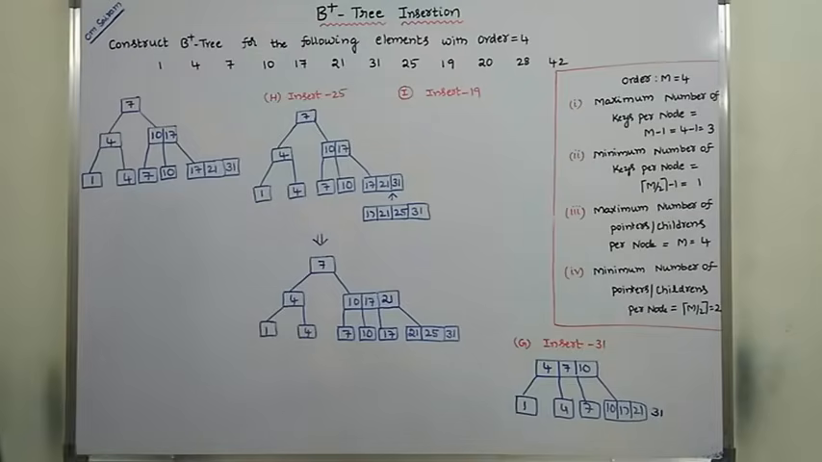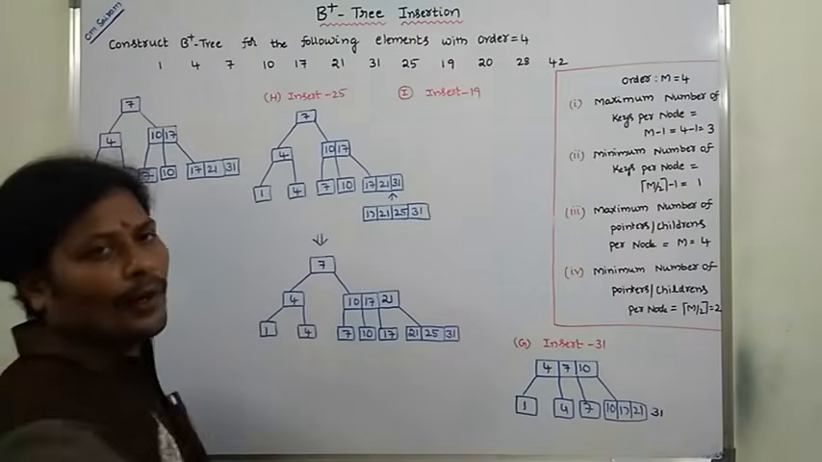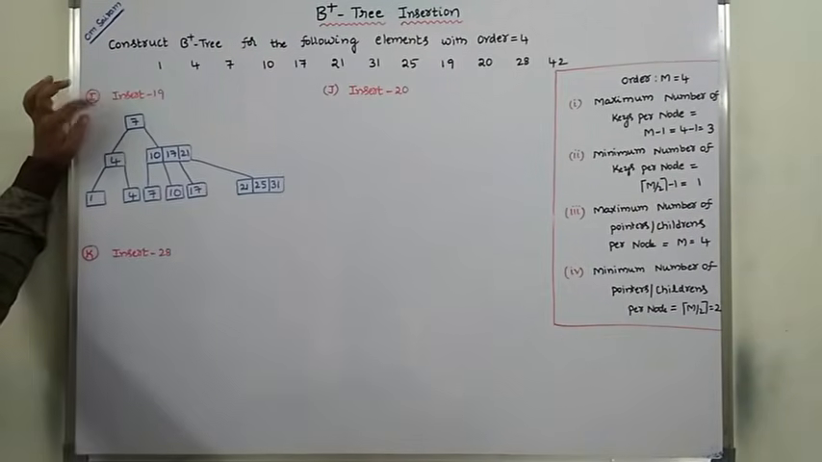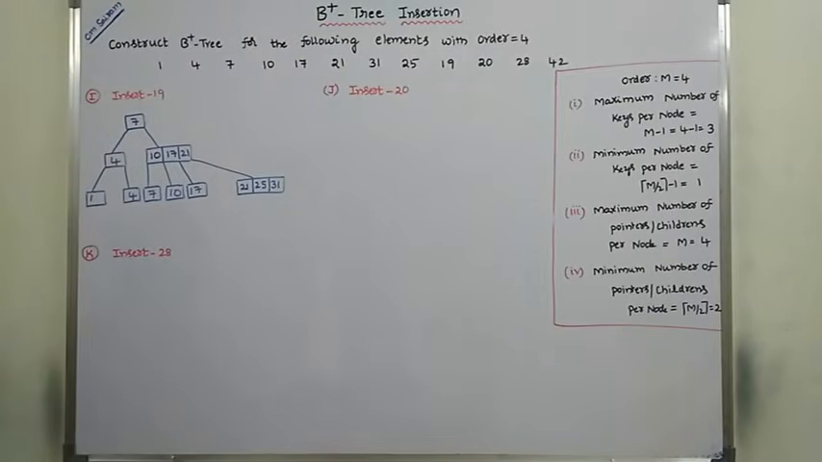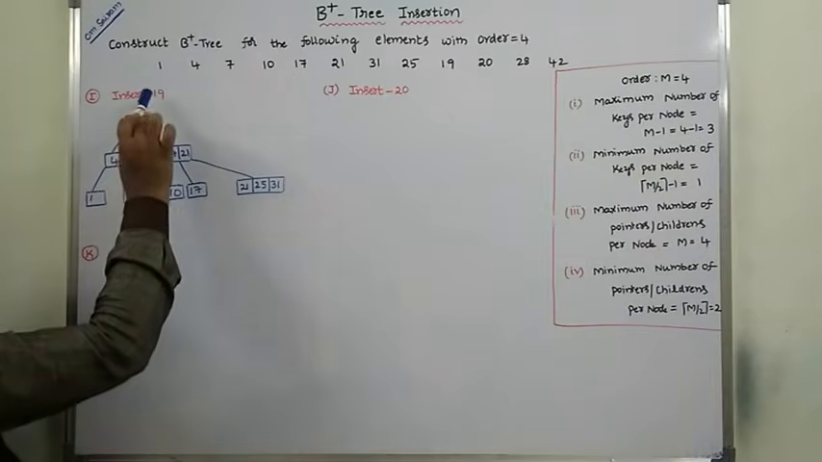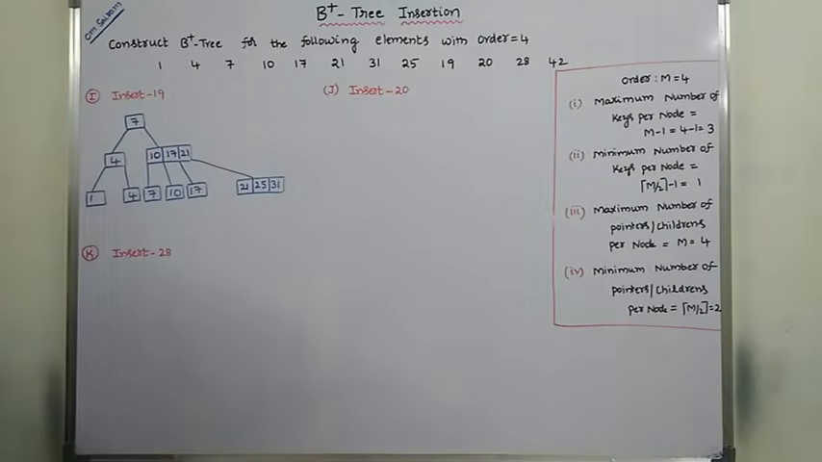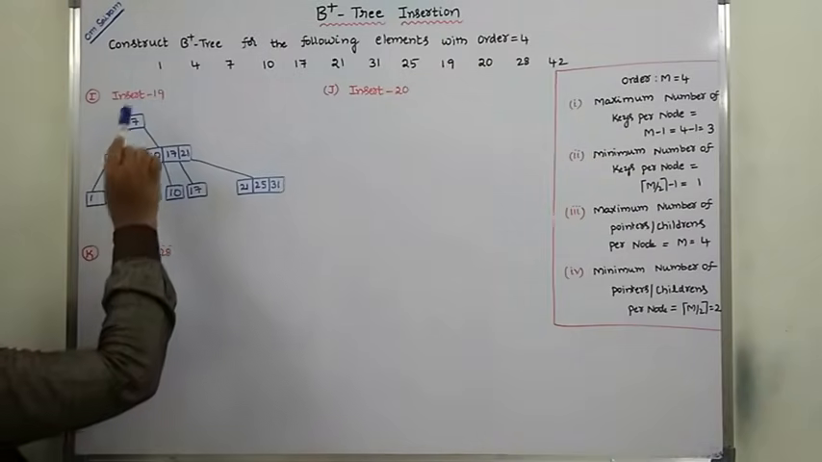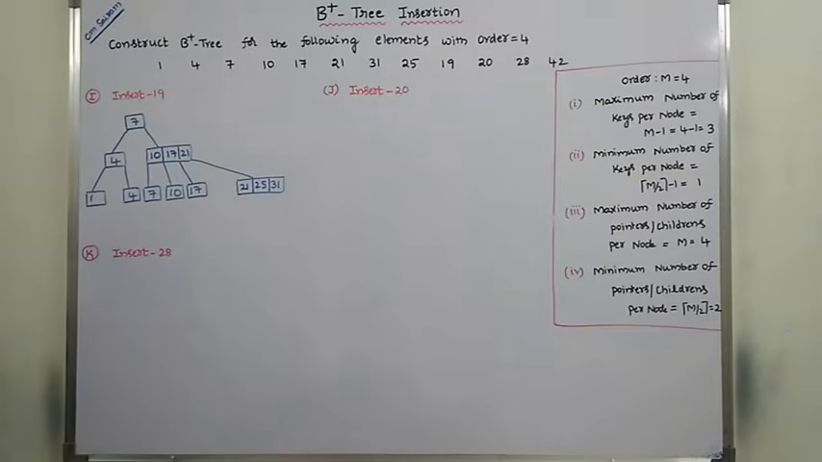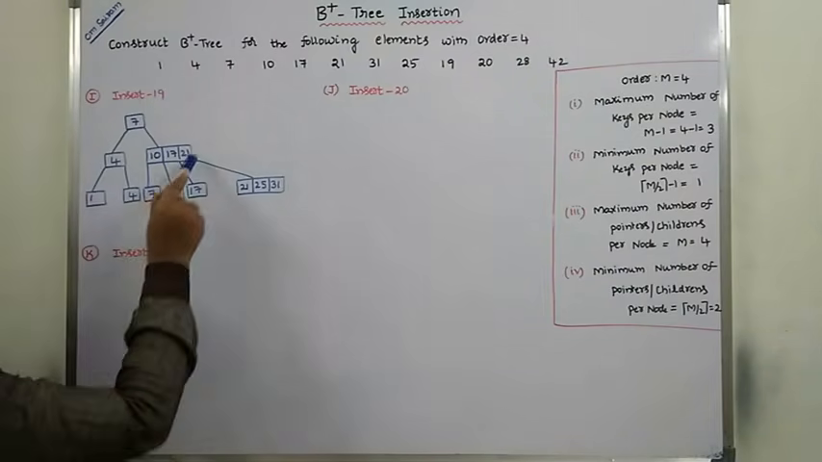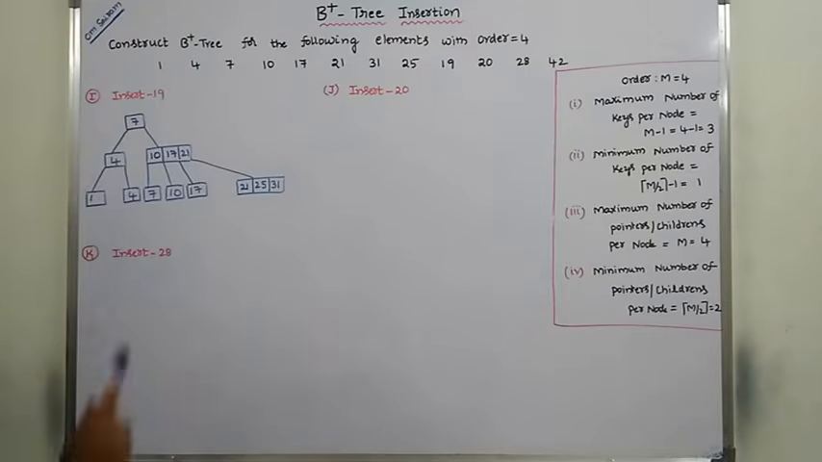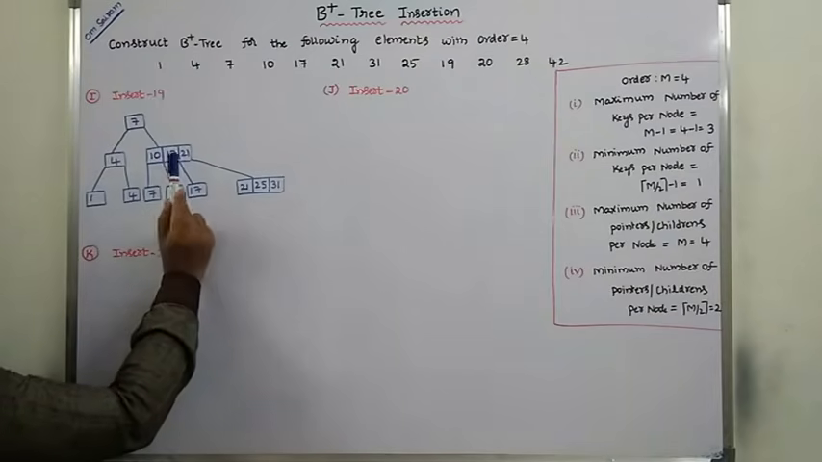Next, insert 19. Before inserting 19, this is the B plus tree we are getting. First, 19 is compared with the root node, 7. 19 is greater than 7, so go to the right pointer. The right pointer points to a right subtree that contains the node with the key elements 10, 17, 21.